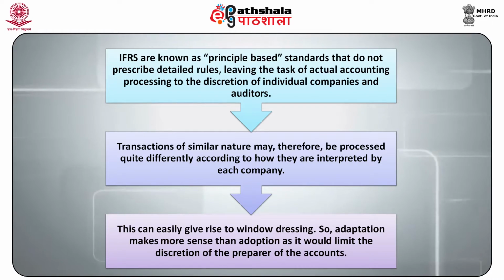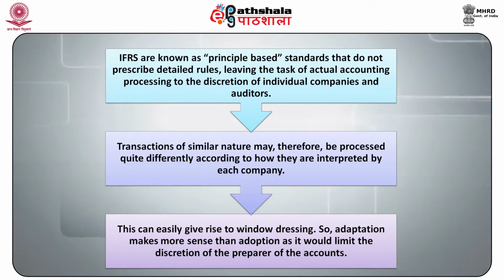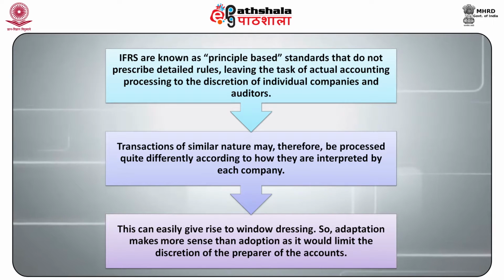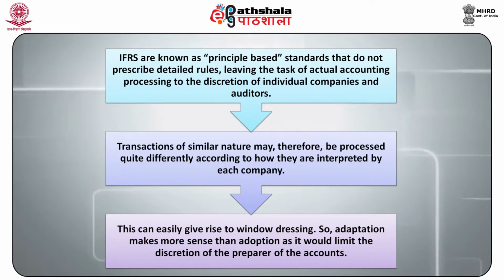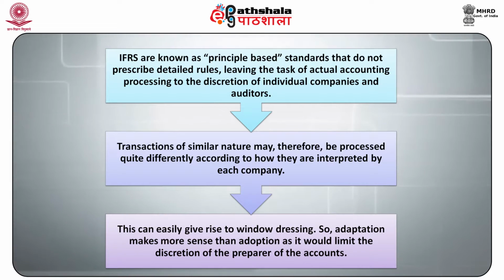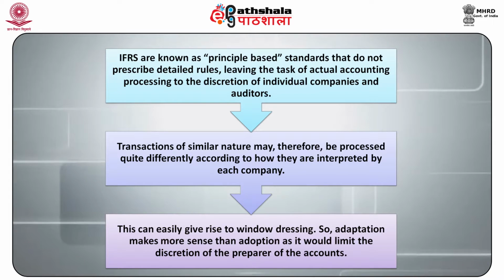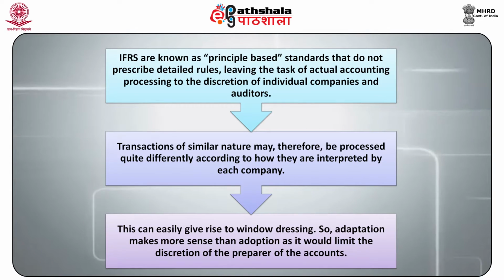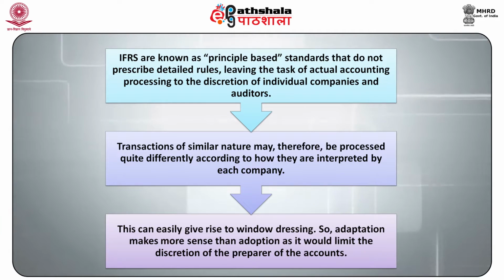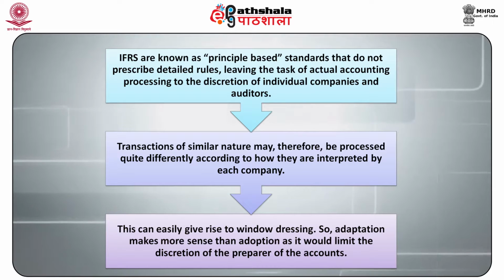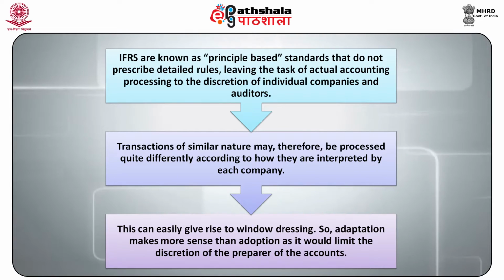IFRS are known as principle-based standards that do not prescribe detailed rules, leaving the task of actual accounting processing to the discretion of individual companies and auditors. Transactions of similar nature may therefore be processed quite differently according to how they are interpreted by each company. This can easily give rise to window dressing. So, adaptation makes more sense than adoption as it will limit the discretion of the preparer of the accounts. On the other hand, it may also lead to the defeat of the whole purpose of convergence, as in the process of adaptation, countries will give out different methods of preparing financial statements and it will not be different from the existing system.